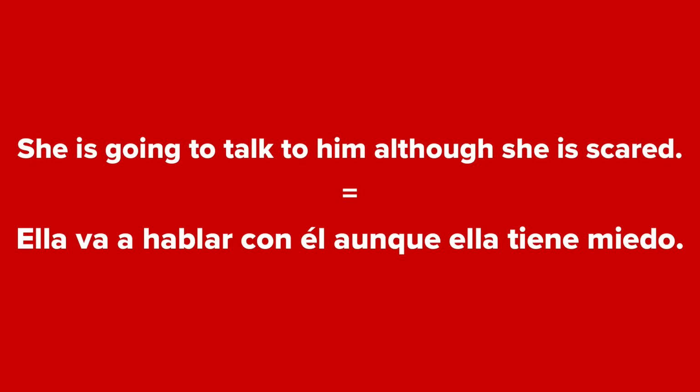Take this sentence. She is going to talk to him, although she is scared. In English, the subject is the same in both clauses. She is the subject of is going to talk and is scared. And in Spanish, you can translate this without the subjunctive. Ella va a hablar con él aunque ella tiene miedo. Here, tiene is a normal conjugation of tener. The same subject rule seems to hold up.